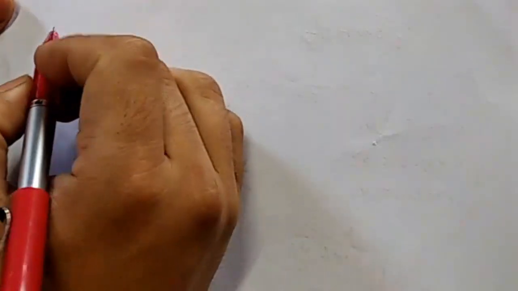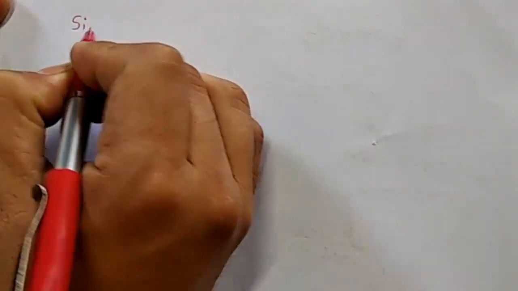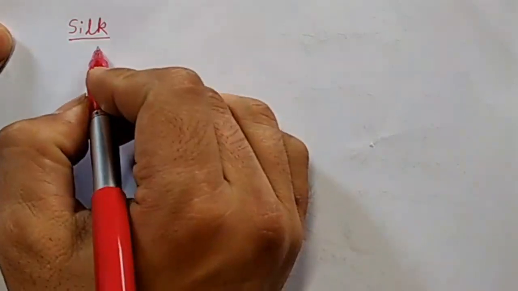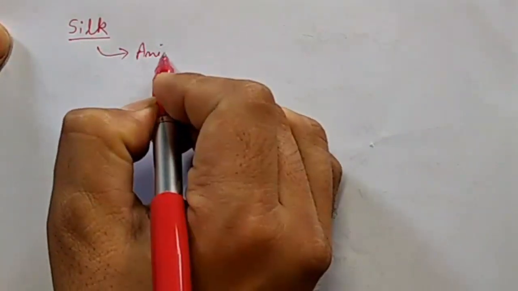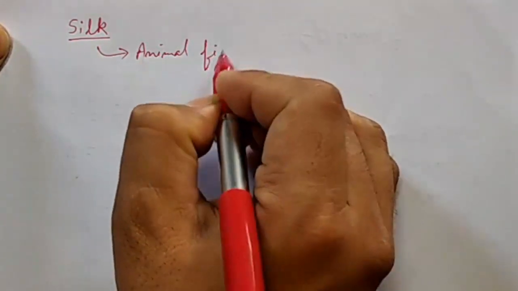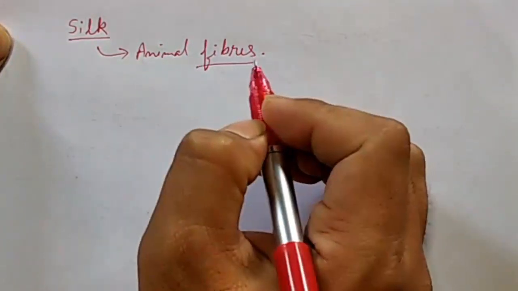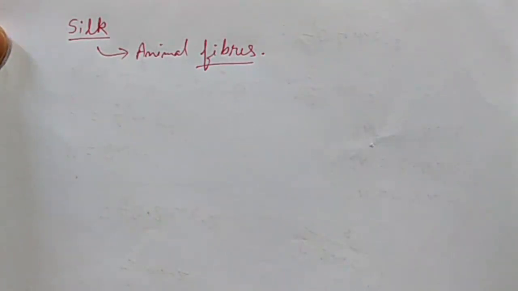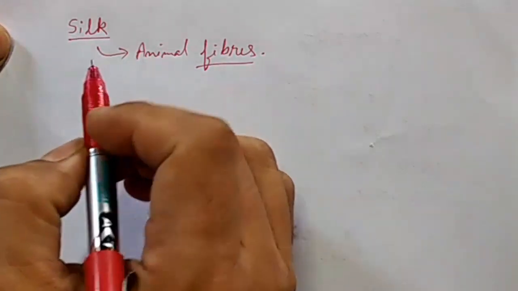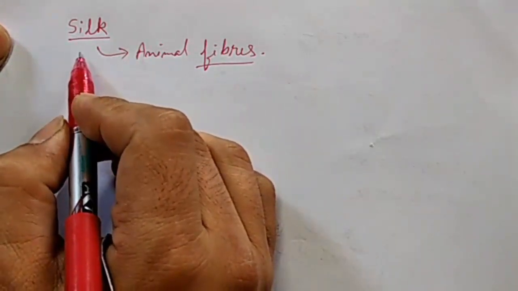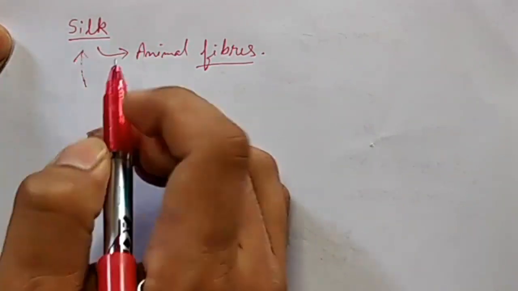The first topic that we are going to study is silk. Silk fibers are also animal fibers. Silkworms spin the silk fibers. So this silk is produced from silkworm.